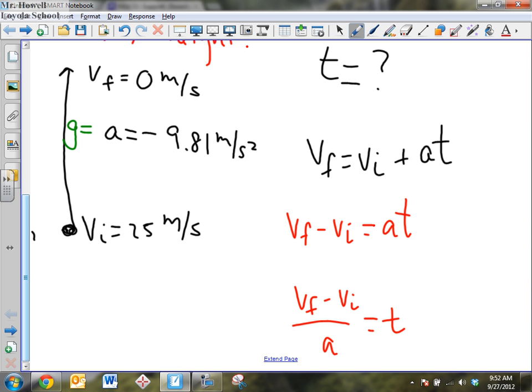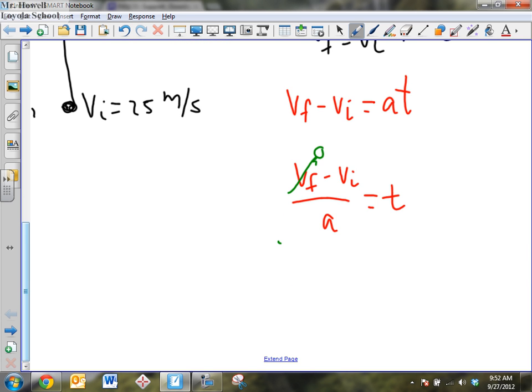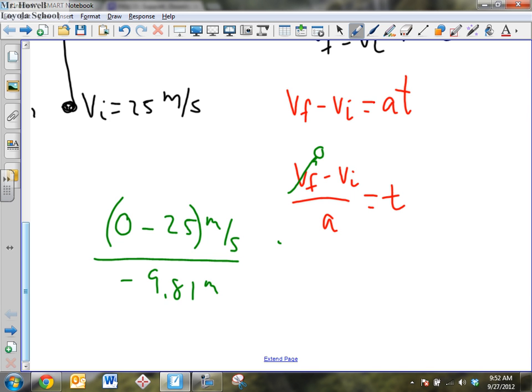Nice. I was just going to say, you could just take out vf. Oh yeah, vf you could drop off too. You're right. vf is 0, so you can go like this for this one also. Absolutely. All right, so let's plug in now that we know. We know we have 0 minus vi, which was 25 meters per second, in the numerator. The denominator is negative 9.81 meters per second squared.